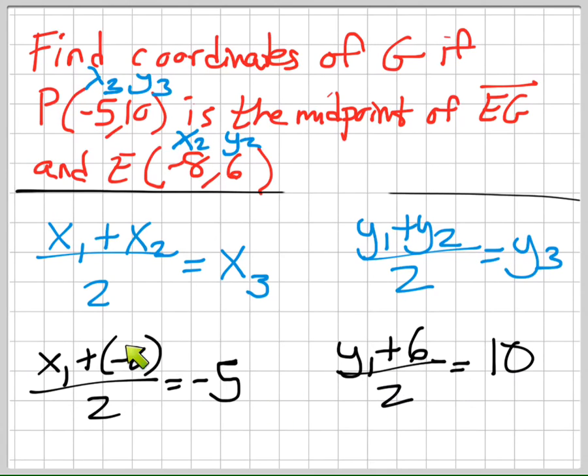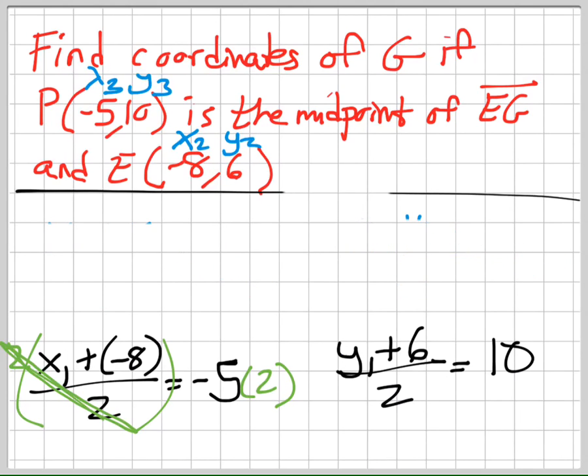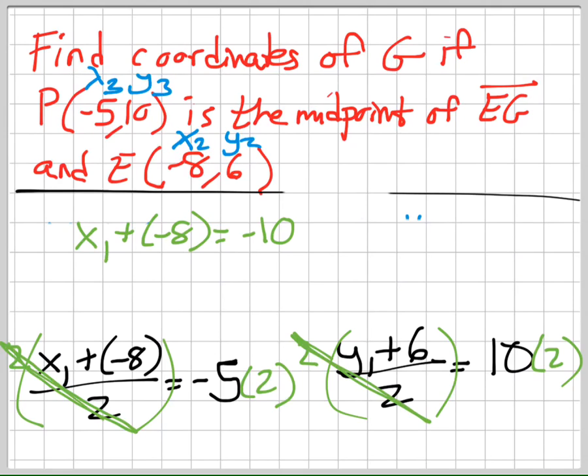Well, first we have to get rid of all of this division by 2. How do you get rid of it? Multiply by 2. You multiply all of this by 2, and those are going to cancel. You get rid of the division. I'm going to go ahead and erase this right here. So I'm going to get X1 plus negative 8 equals negative 10. And here I'm going to do the same thing. I'm going to multiply by 2, which gets rid of that division by 2, and I do the same thing on the other side. I get Y1 plus 6 equals 20.